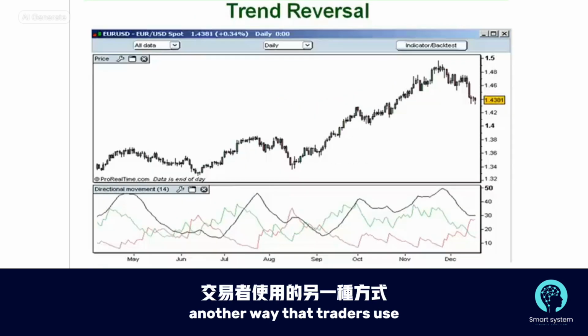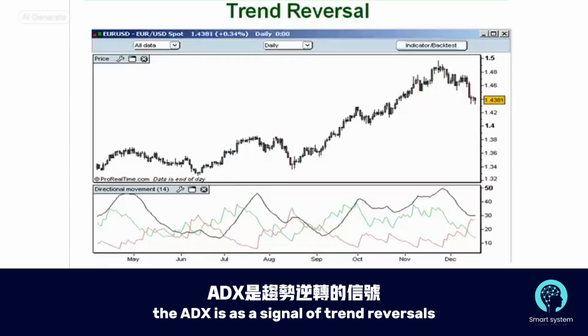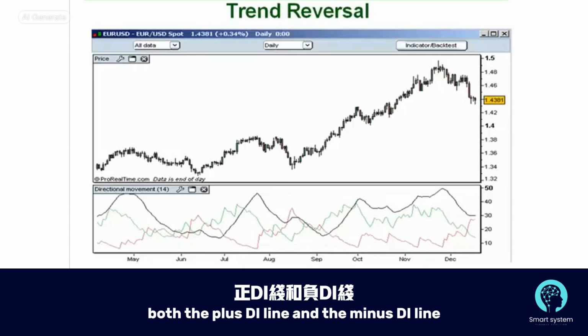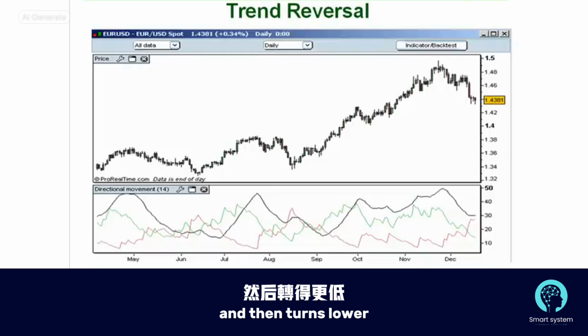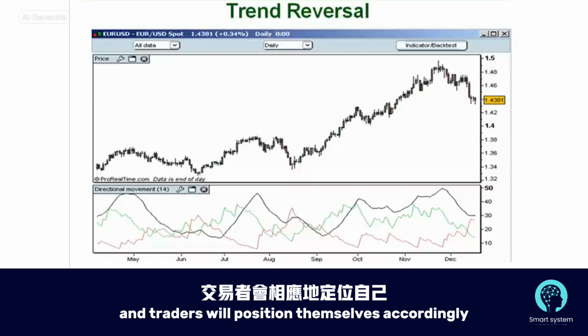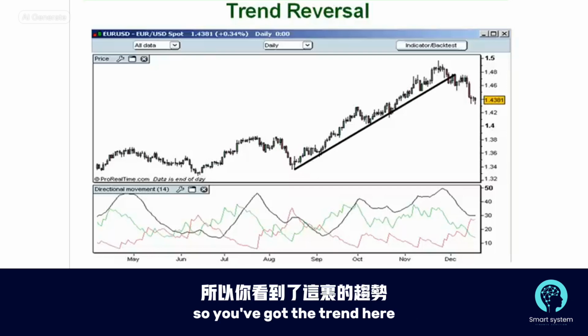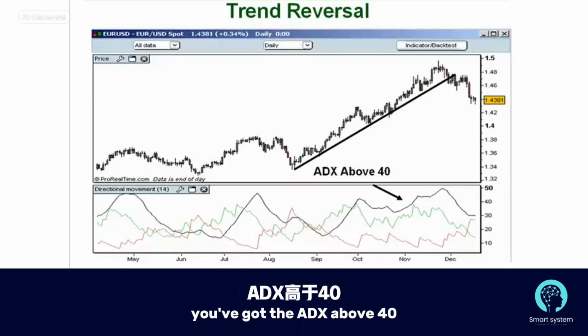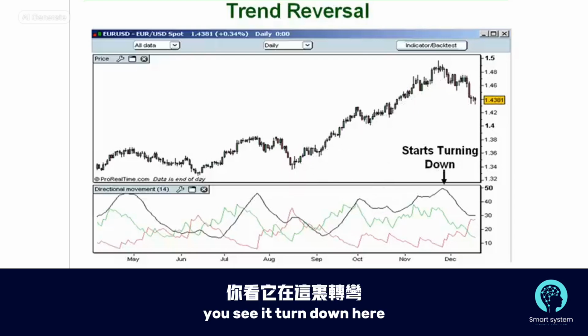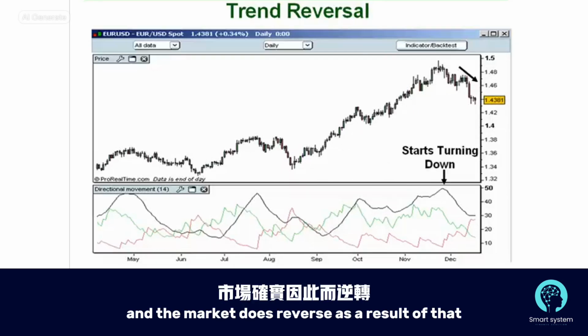Another way that traders use the ADX is as a signal of trend reversals. When the ADX is trading above both the plus DI line and the minus DI line, and then turns lower, this is often a signal that the current trend in the market is reversing, and traders will position themselves accordingly. So you've got the trend here. You've got the ADX above 40. You see it turned down here, and the market does reverse as a result of that.